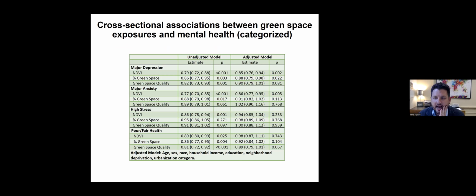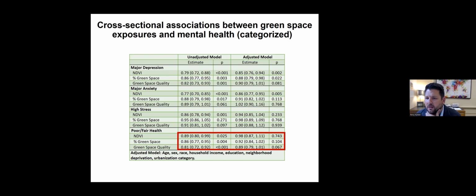And so these are the results of applying these new measures to look at depression, anxiety, stress, and poor or fair health. What is interesting here is that we see this association between our green space measures, for example, and major depression, but NDVI remains the strongest predictor. And this is completely opposite to what I was hypothesizing. But here, for example, you see a 15% decrease in the odds of having major depression. Similar results for anxiety, less strong, as well as for poor and fair health.